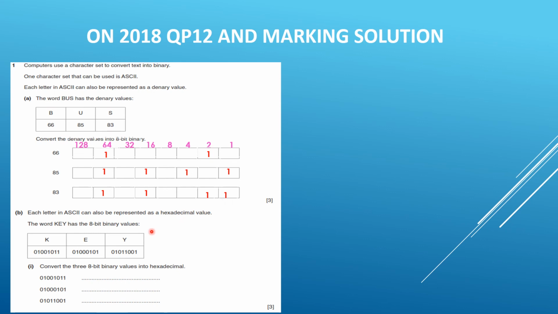Now in the B part, it says each letter in ASCII can also be represented as a hexadecimal value. The word KEY, K-E-Y, has 8-bit binary values. You can see that K has the binary value which is given, E has the binary value which is given, and Y has the binary value which is given. Convert the 3 8-bit binary values into hexadecimal. Now you need to comprehend the question very well. Here the binary values are given and you need to convert them into hexadecimal values.